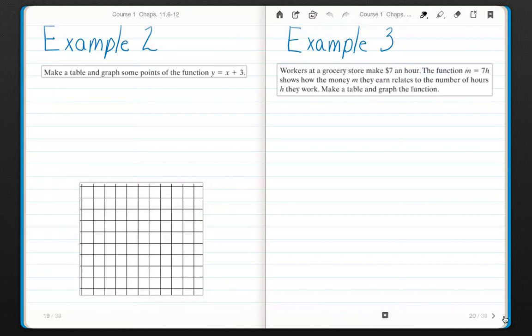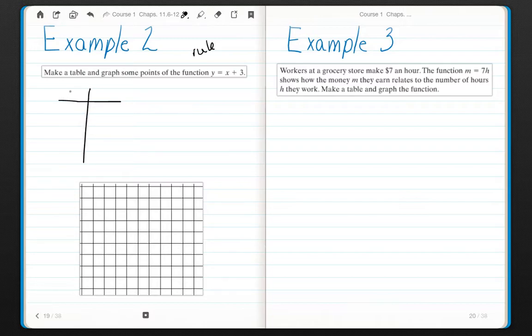Now we'll move on to example 2. Graph a function. Make a table and graph some points of the function y equals x plus 3. Remember, a function is simply a rule, so this is my rule. You're going to make a table, and instead of calling it in and out, you're going to call it x and y, which is x plus 3. X is always your input.